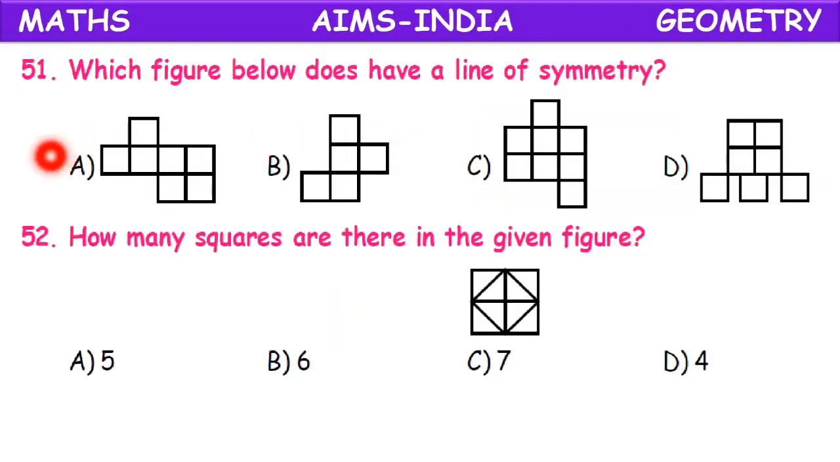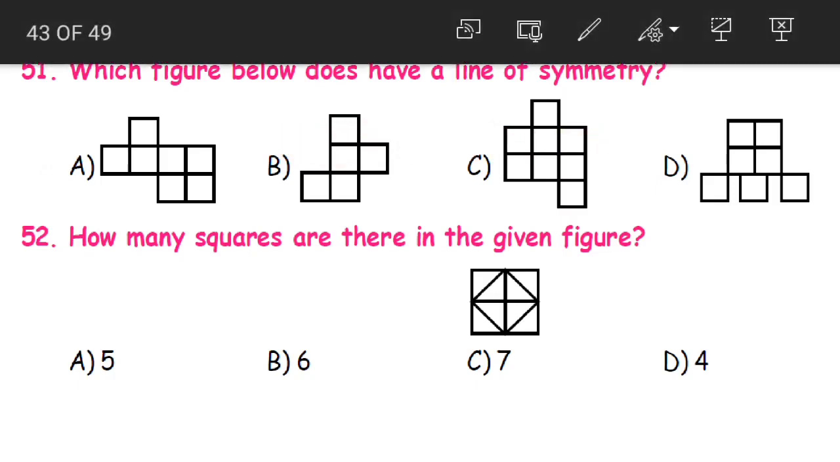Question 51. Which figure below does have a line of symmetry? So we need to find out that figure which has a line of symmetry from the given 4. Now if you look at the 4, if you try to draw a line of symmetry here. See, here we are having the upper one square, but here we do not have. Again we are having 2 squares here, but here we do not have. So it does not have a line of symmetry.